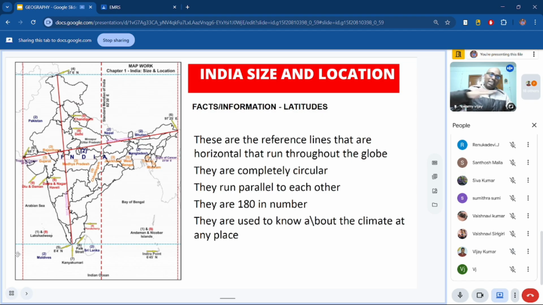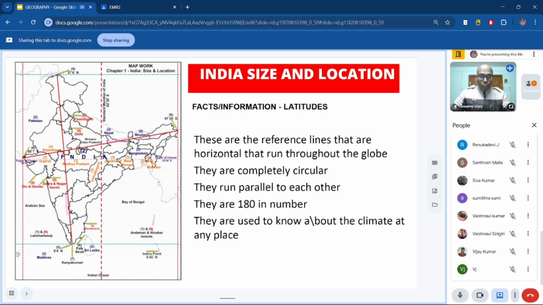The lines that run horizontally, we call them latitudes. So latitudes are the horizontal lines. These are complete circles, and they run parallel to each other. That means the difference between two latitudes will remain the same throughout the globe. There will be no difference in the distance between two latitudes, and they run parallel to each other. There are 180 numbers, so a total of 180 latitudes.